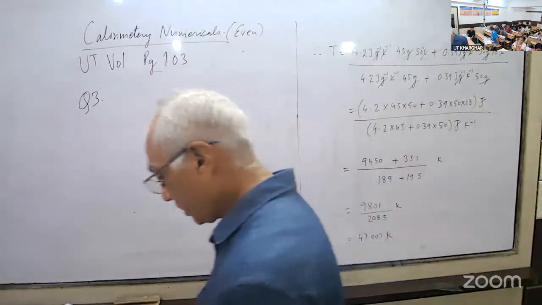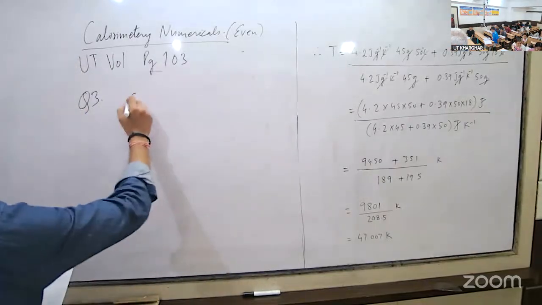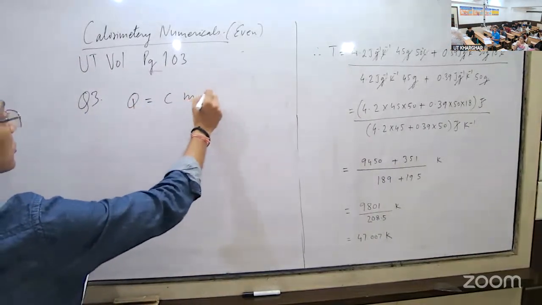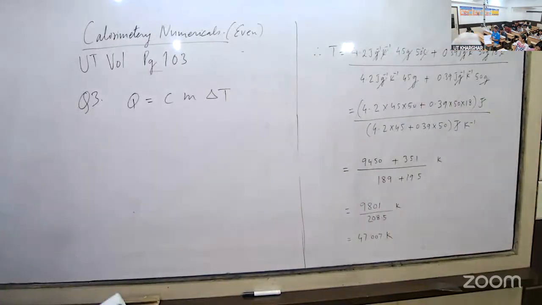You have to calculate the heat energy required. Which formula will be used here? So it is straightforward. C m delta T.